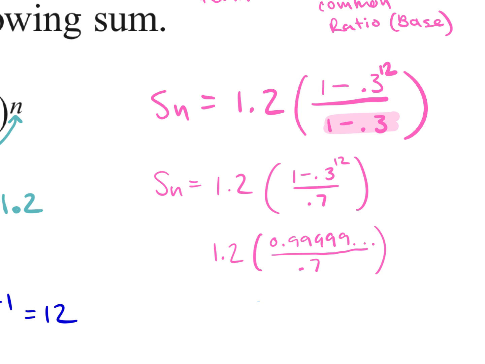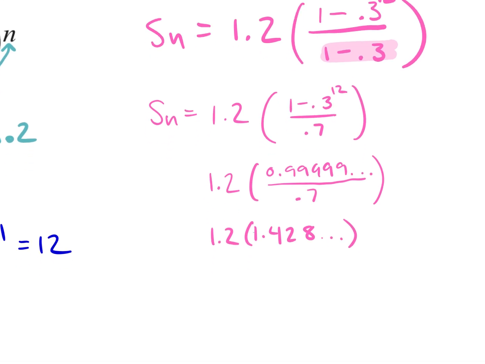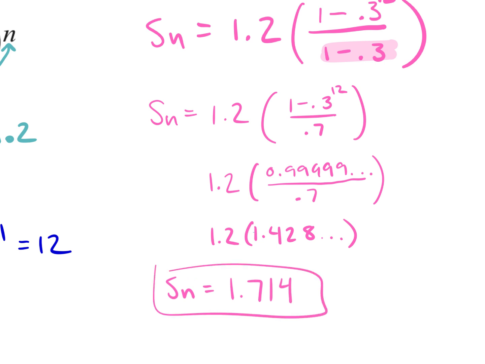I'm going to take this answer and divide it by 0.7. So then we get 1.428. It keeps going. I'm going to leave the number in my calculator and then multiply it by 1.2. So our sum is 1.714. We'll round to 3 decimal places.